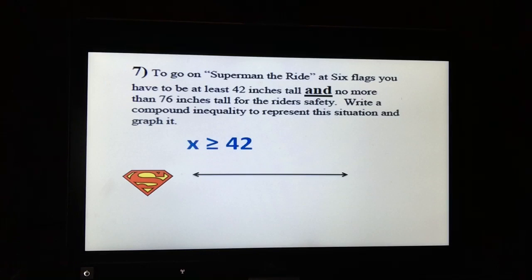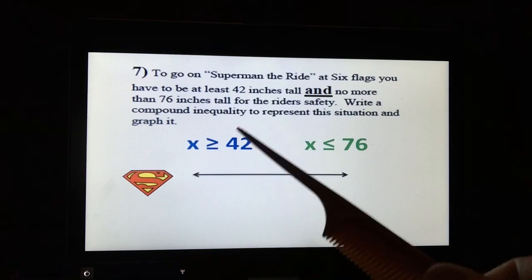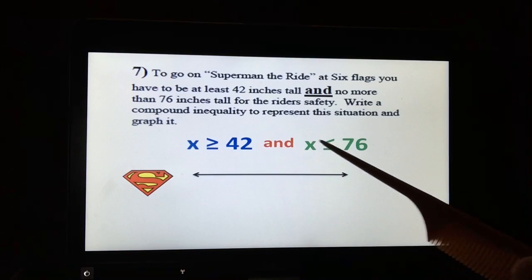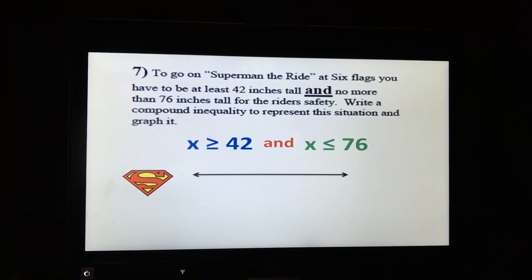So that's x is greater than or equal to 42. And then the second part right here where it says that you can be no more than 76, that one was from number 6, and we got x is less than or equal to 76. Now, we have an "and" connecting these 2 inequalities together. So we're going to put an "and" and then you can see we have a compound inequality. By putting number 5 and 6 together, we now have a compound inequality.